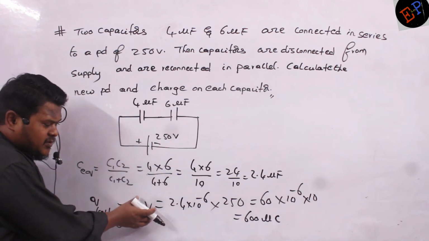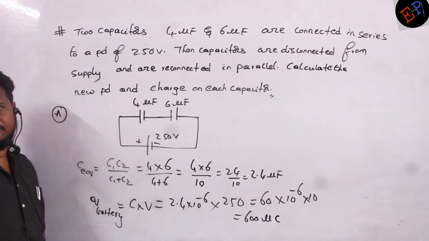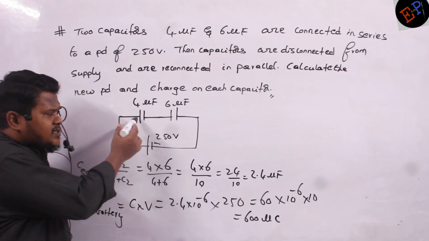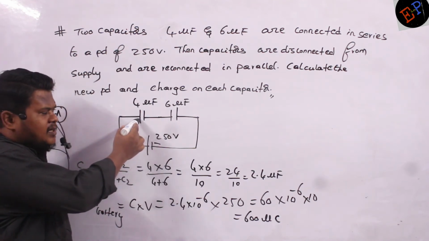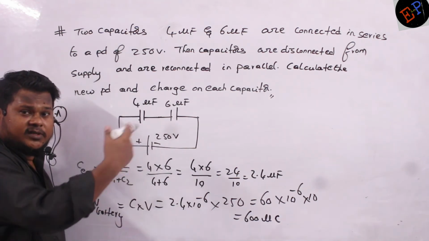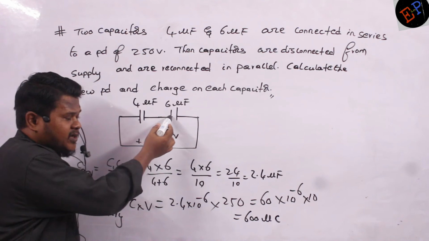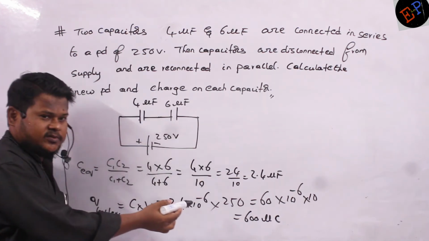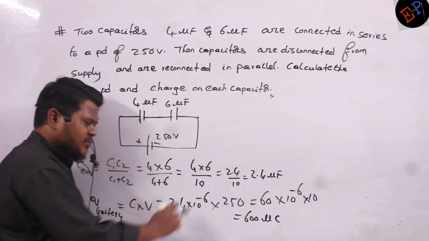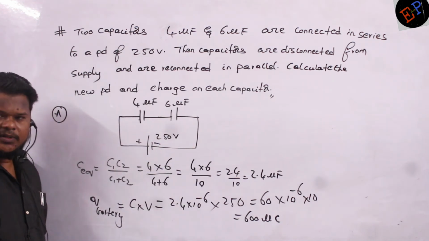So this charge will be stored where? On the first plate of the first capacitor, and on the next plate the same amount of negative charge, which is an induced charge. On the next plate again the same amount of positive charge, which is again induced charge. On the next plate again the same amount of charge. Are you able to understand me?